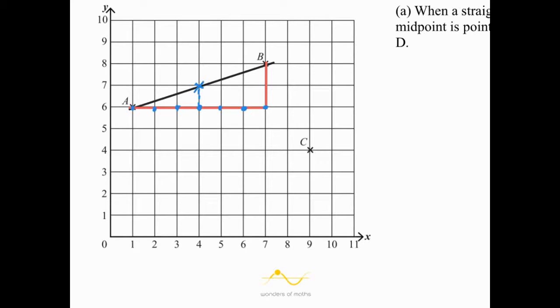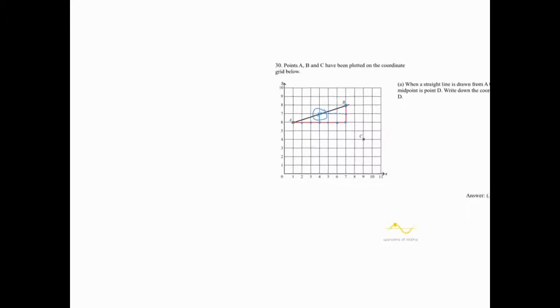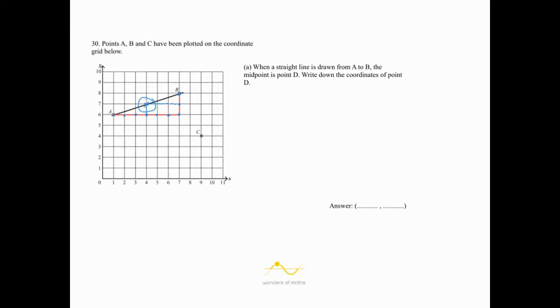But to double check, let's do the same for our vertical line. 1, 2, 3 points. The halfway point is the second point. Let's bring that all the way up. And yes, they both meet right here at 4, 7. Don't forget that coordinates are expressed as the x point first and then the y point.